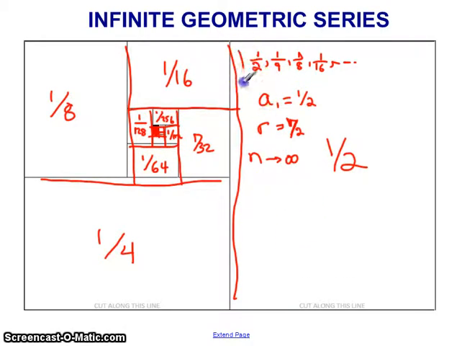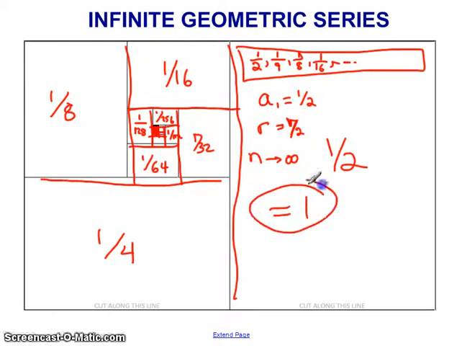Well, what happens if we add all this up? If we add up all of these pieces, we end up with one sheet of paper. So the sum of 1 half plus 1 quarter plus 1 eighth plus 1 16th plus 1 32nd plus 1 64th plus 1 128th and so on, the sum of all of those fractions is 1. The infinite number of fractions, the sum is equal to 1.